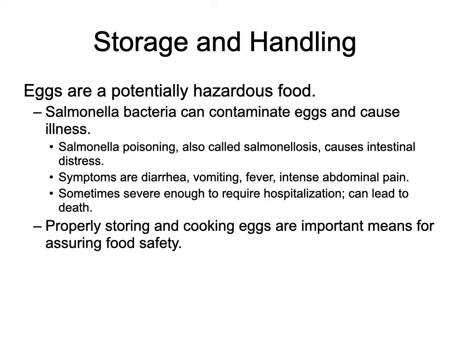But someone who has a compromised immune system, someone who's older or very young, like little children, like toddlers, could potentially have some serious medical condition if they consume anything with salmonella. So we have to treat it like a hazardous food. We have to make sure we're using gloves. We have to make sure we're using the best food safety practices we can.